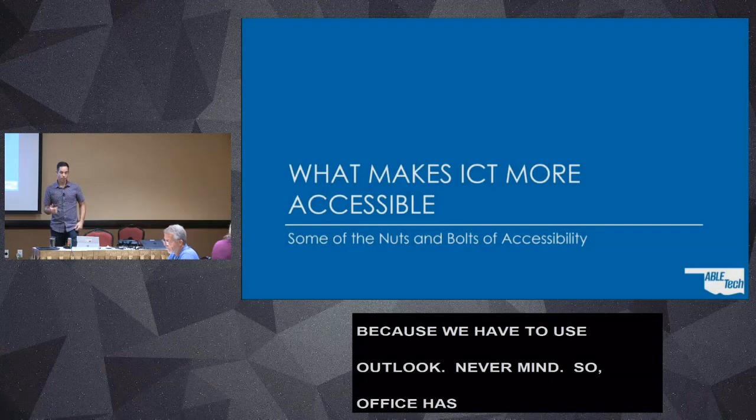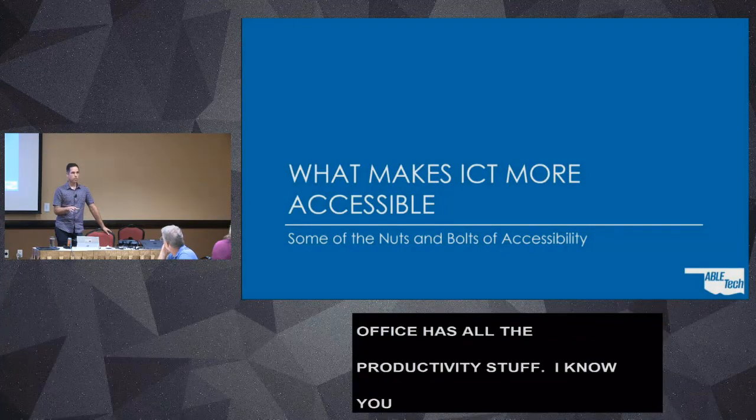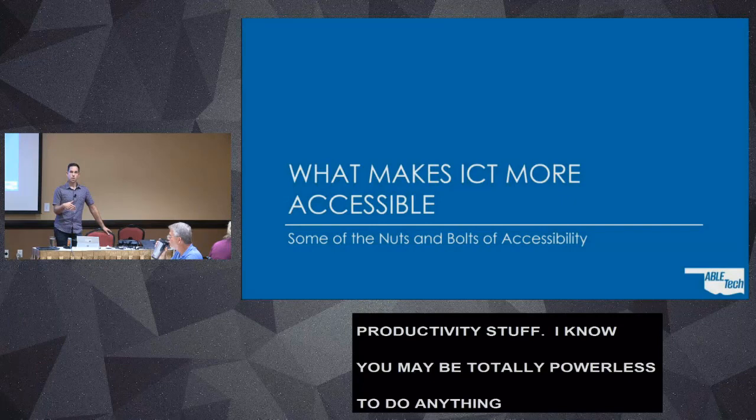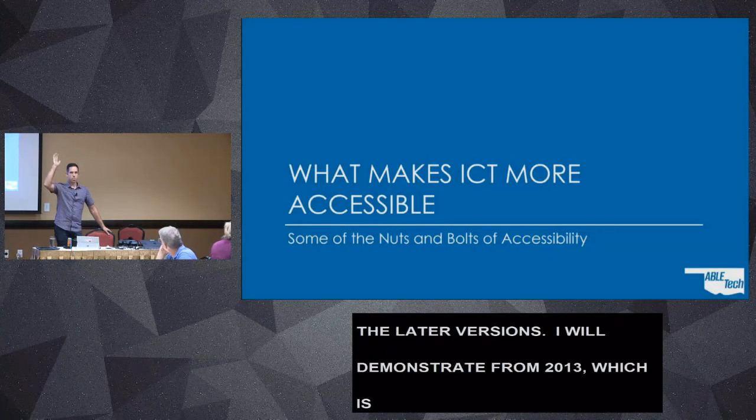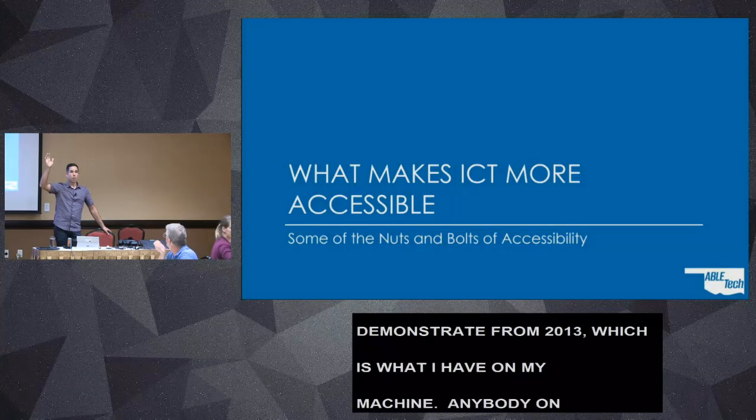Like I said, with Office 2010, I mean, again, it's 2018. So you're on software that's 8+ years old. And I know you may be totally powerless to do anything about it. You can encourage maybe just based on the accessibility support in the later versions. I'm going to demonstrate from 2013, I believe, is what I have on my machine. Anybody on 2016 or newer that you know of? 2016 or 365? How many are on 365?